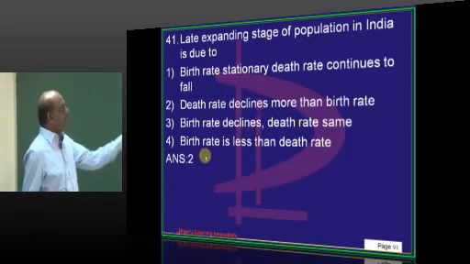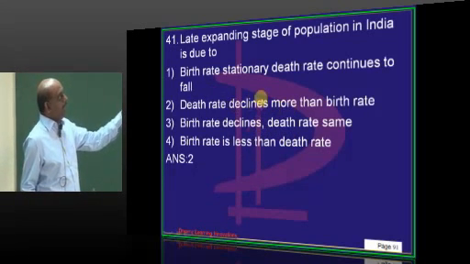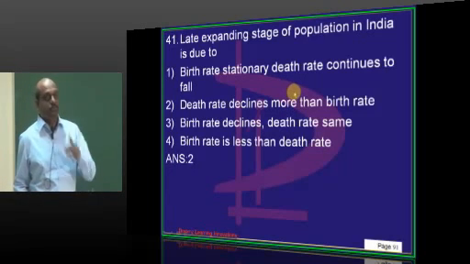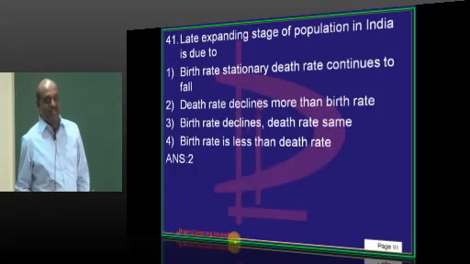Late expanding phase is where birth rate is declining, sorry, birth rate declines but death rate declines more than the birth rate. Family planning is operating, but at the same time old people are living a little longer. So that is the late expanding stage.